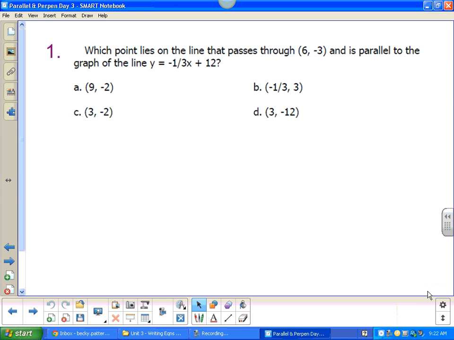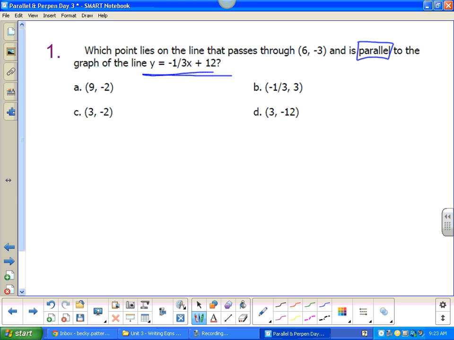Which point lies on the line that passes through (6, -3) and is parallel to the graph of the line y = -1/3 x + 12? Okay, so first of all, let's figure out what line we're talking about. I want to be parallel to this guy, so my slope is -1/3. I also want to pass through this point. With that information, can you find me my line?